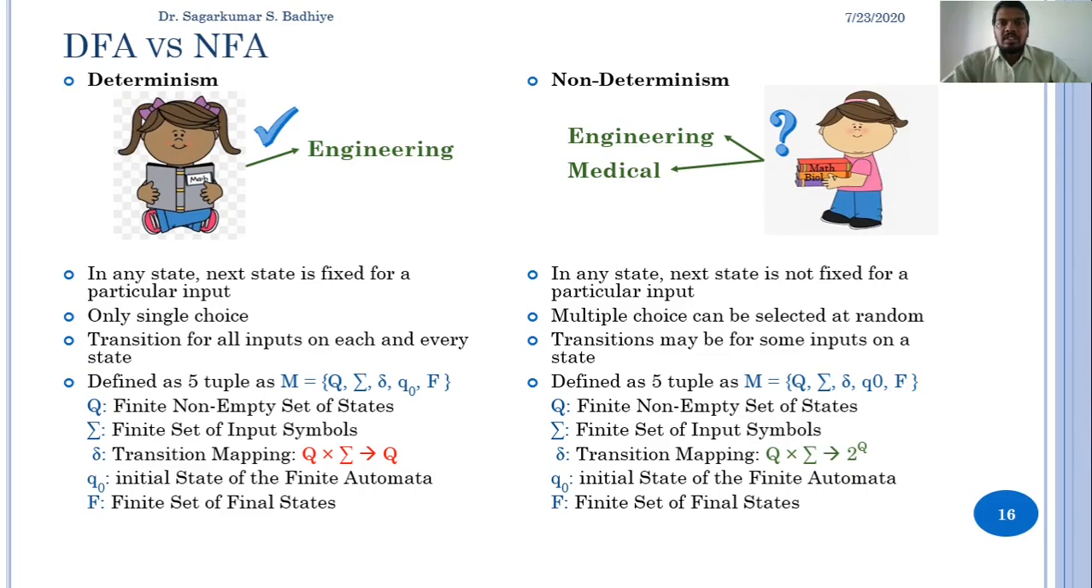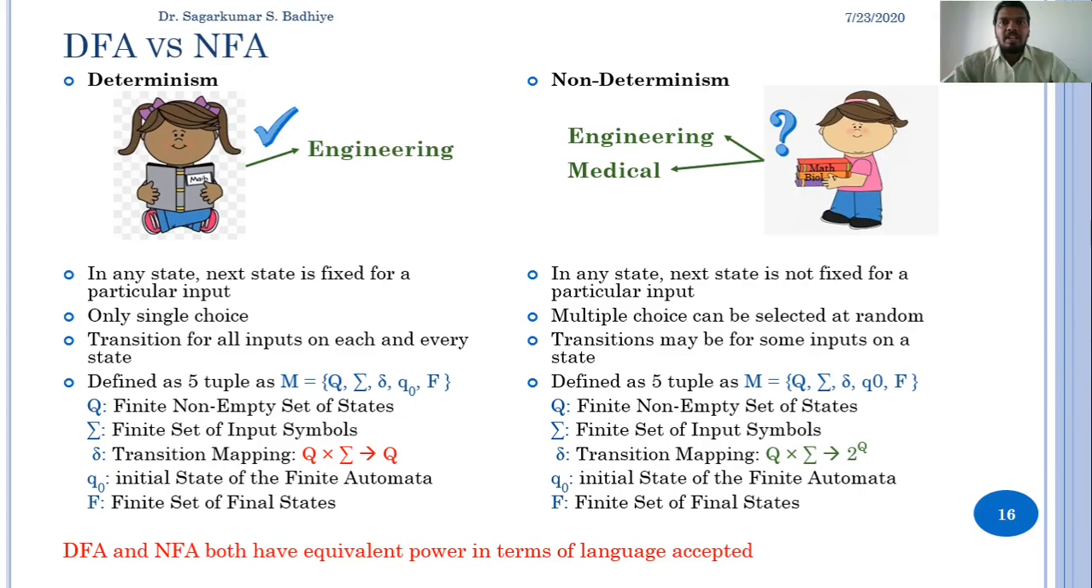Here, these are the differences between deterministic and non-deterministic finite automata. Even with these differences, deterministic finite automata and non-deterministic finite automata are equally powerful in terms of the languages they accept. Thus, DFA and NFA both have the same power or equivalent power.